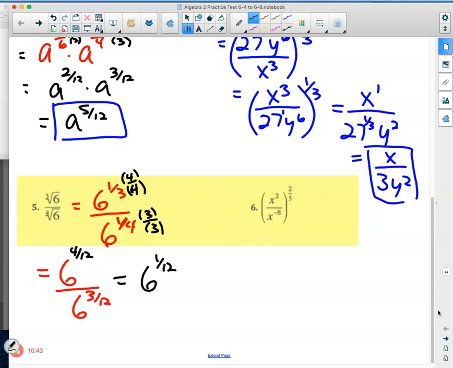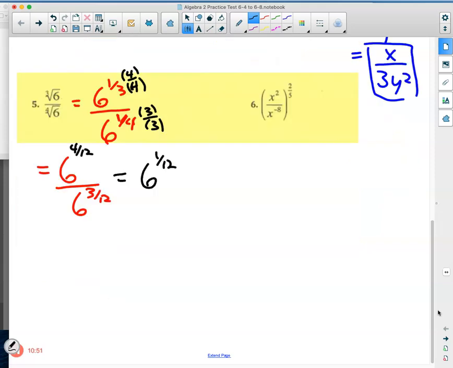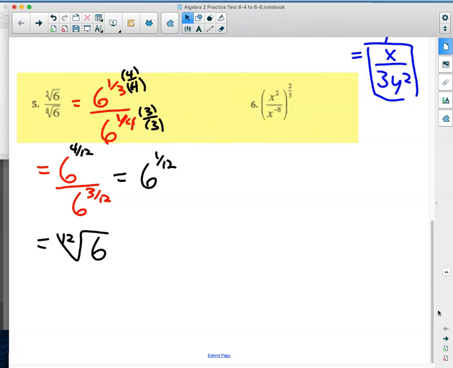But we might not be done. So I look back at the original and I see, oh, this one has to be written as a radical. So we did all the math that we could do with our fraction powers, and now we have to write it as the 12th root of 6. And that's because that 12 in the bottom is the root. The 12 in the denominator is the root. Going on to number 6.